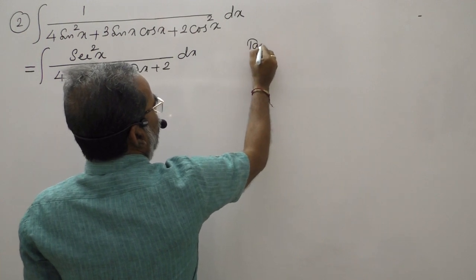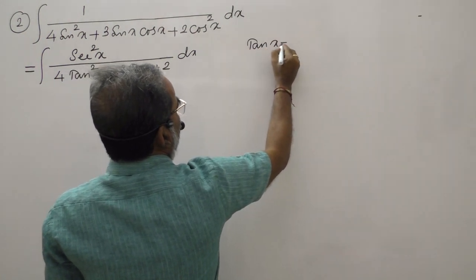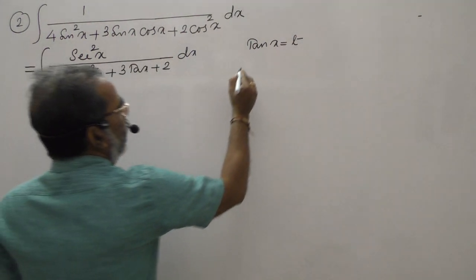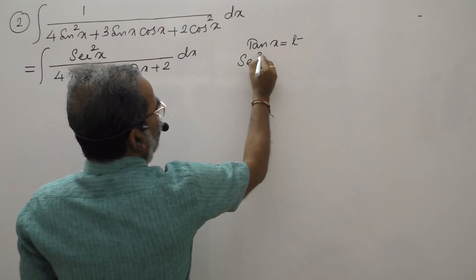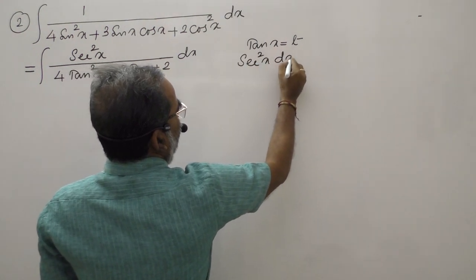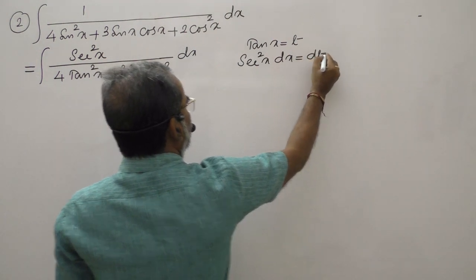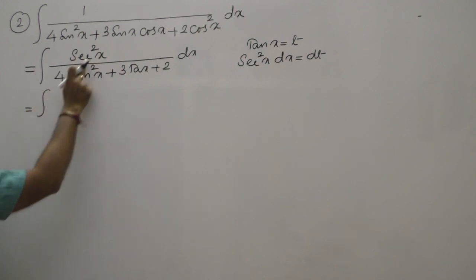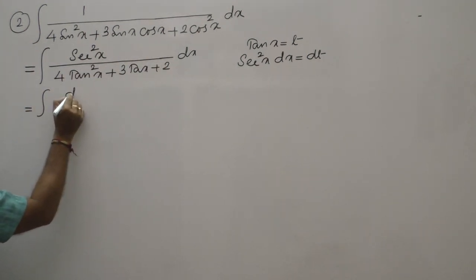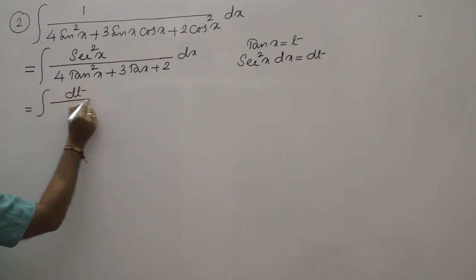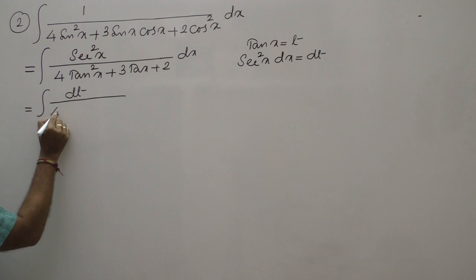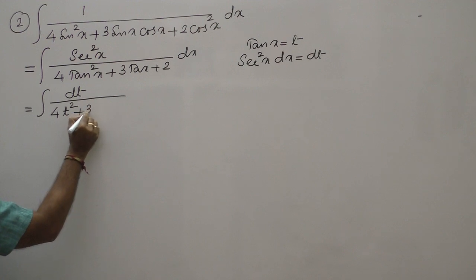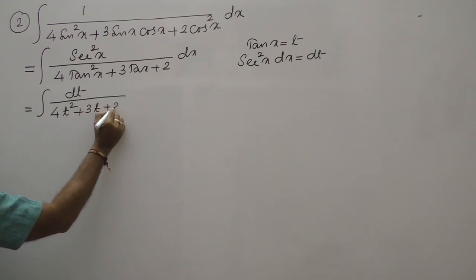After dividing with this or multiplying with secant square x, what is the procedure? You should take tan x equal to t. Differentiating this, secant square x dx will be dt. Therefore, now this becomes integral of secant square x dx, it becomes dt. What will be there in the denominator? We took tan x equal to t, no? 4t square plus 3t plus 2.